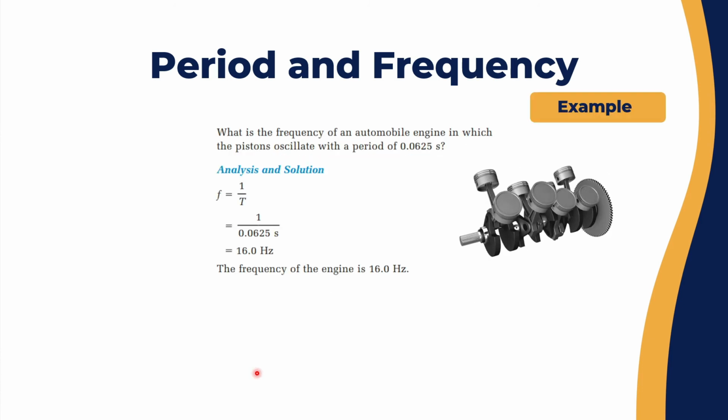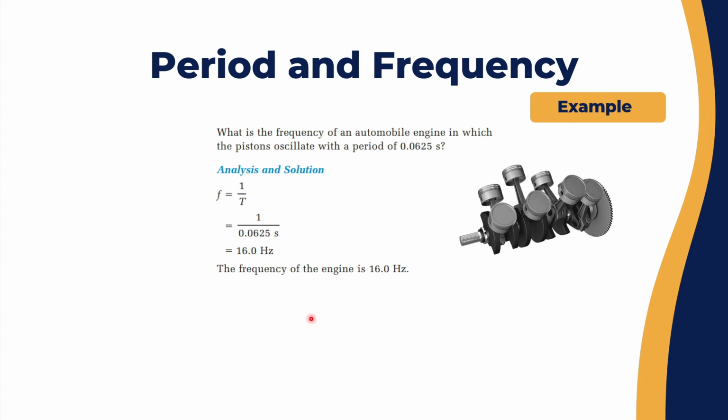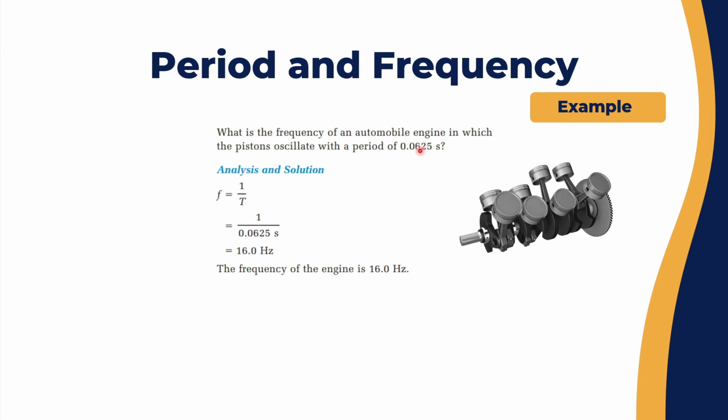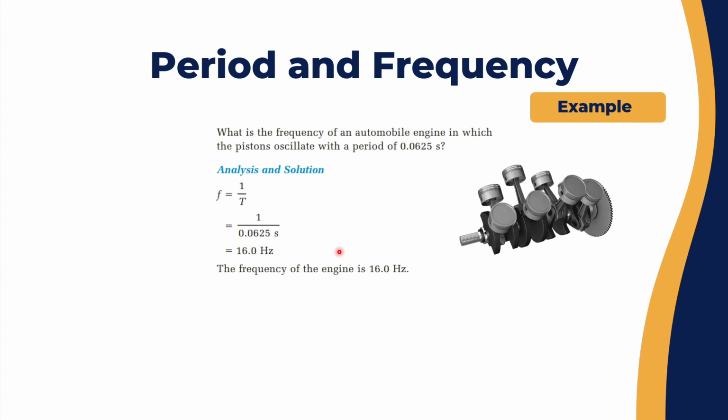Let's take a quick, simple example. What is the frequency of a car engine in which the piston oscillates with a period of 0.0625 seconds? So we have T as 0.0625 seconds. Frequency equals 1 over T. So we can say 1 over 0.0625 equals 16 hertz. So the frequency of the engine in this case is 16 hertz.